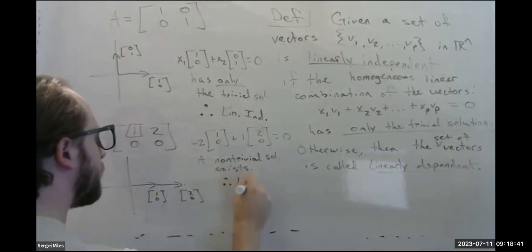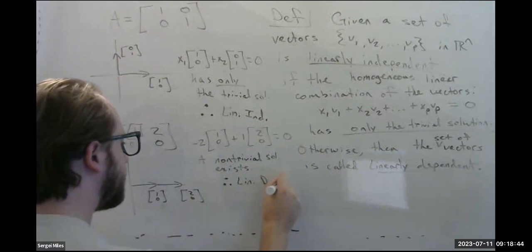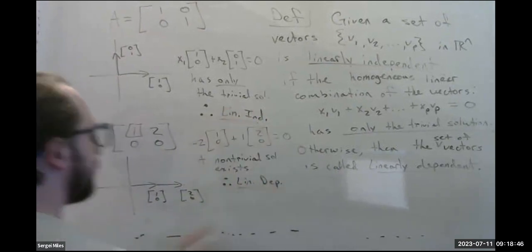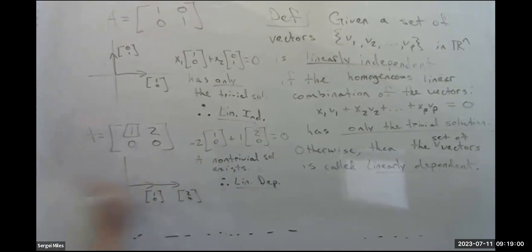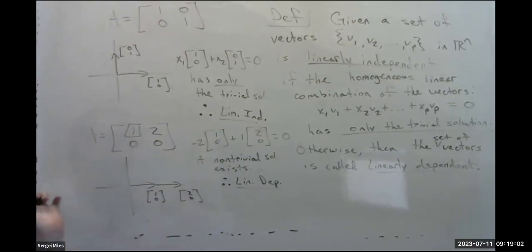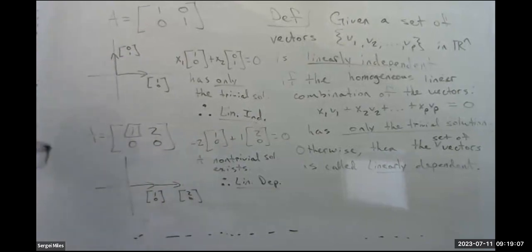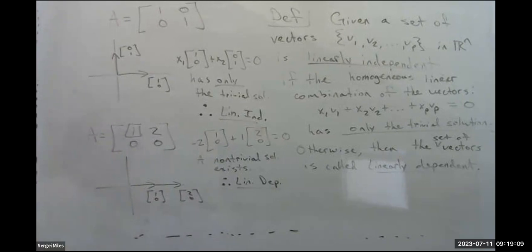Therefore, linearly dependent, right? But again, visually, what does this mean? The lines that these vectors exist on are not independent of one another. The vector 1, 0 and the vector 2, 0 are both vectors on the x-axis line. In fact, this second vector is just a multiple of the first. They are not linearly independent because they're on the same line. Therefore, we call them linearly dependent.